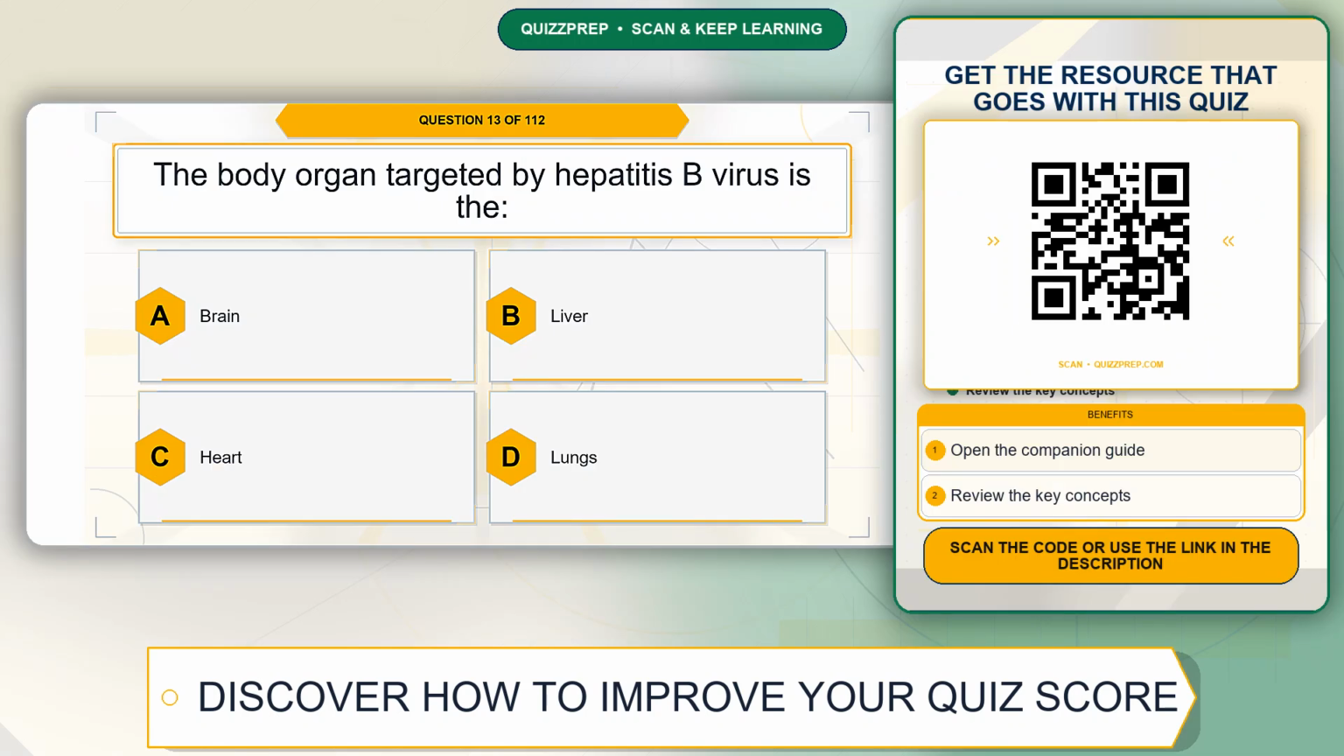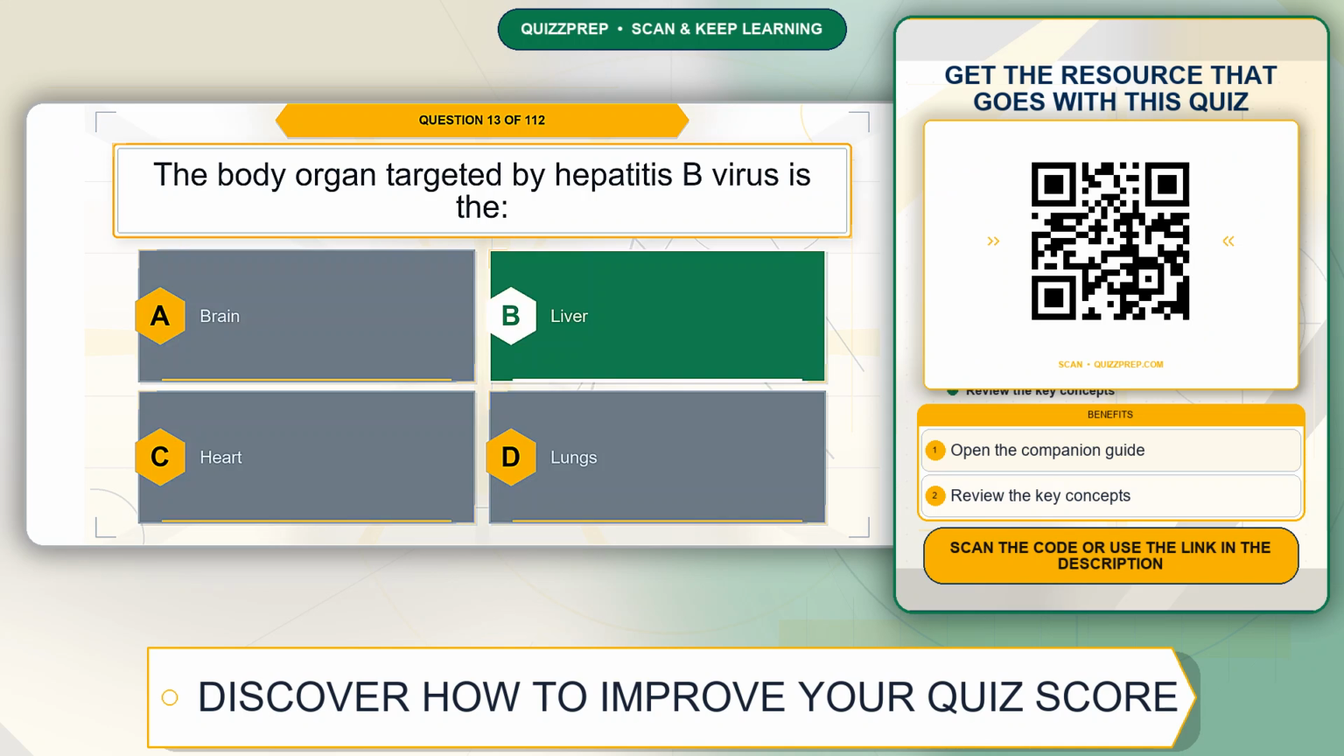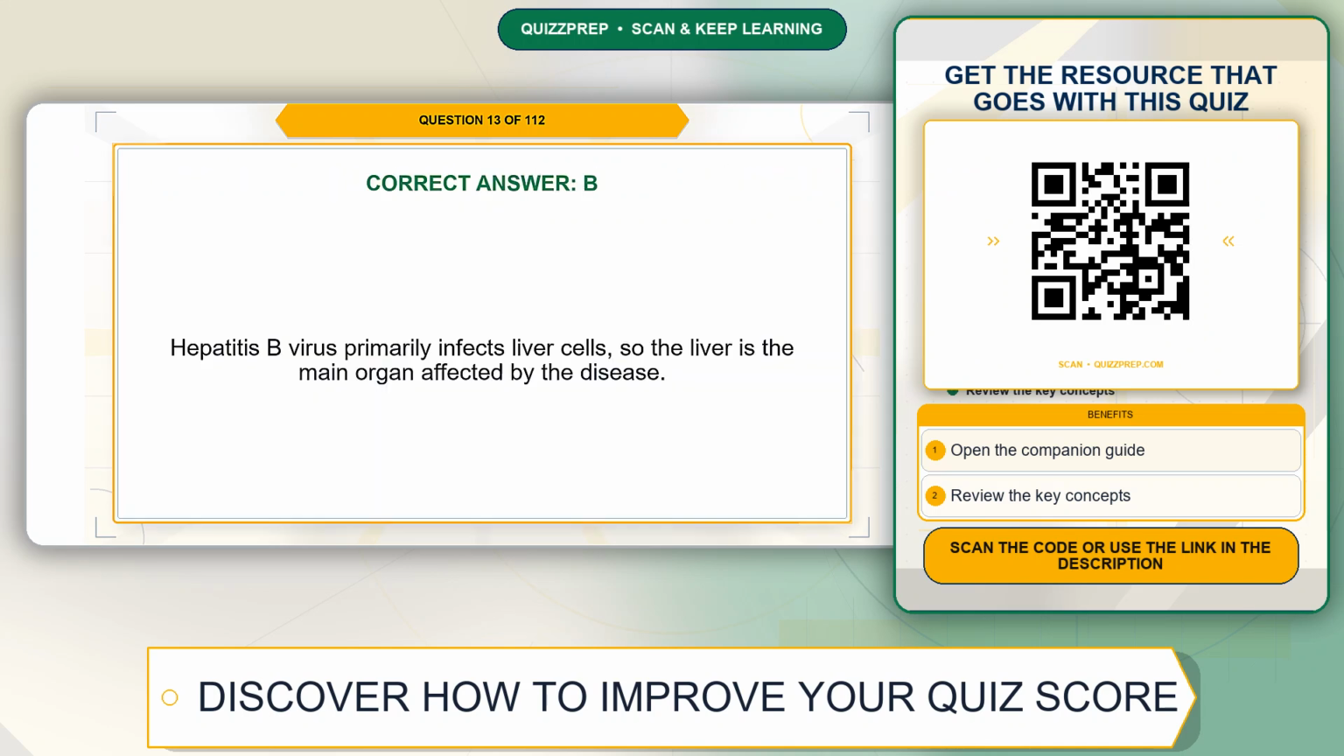Question 13. The body organ targeted by hepatitis B virus is the option A, brain, option B, liver, option C, heart, option D, lungs. The correct answer is option B, liver. Explanation. Hepatitis B virus primarily infects liver cells, so the liver is the main organ affected by the disease.